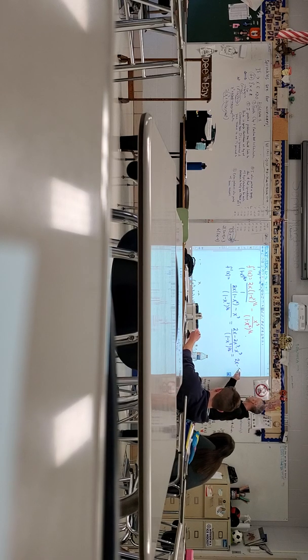2x minus 3x cubed divided by 1 minus x squared, all to the 1/2 power.